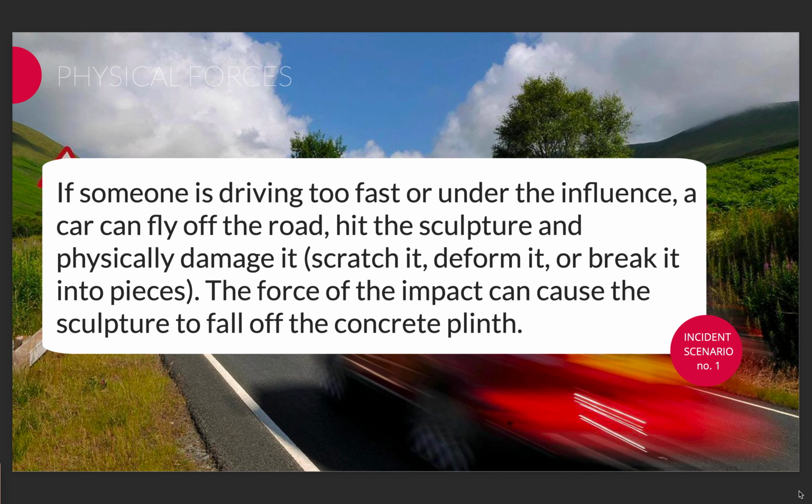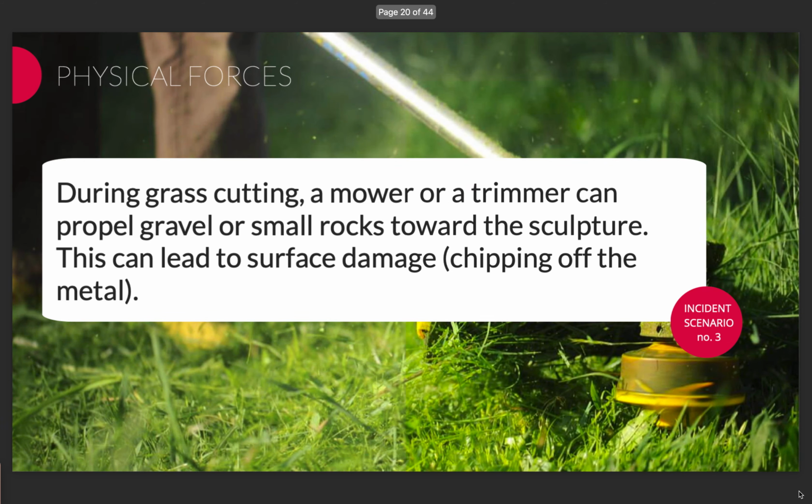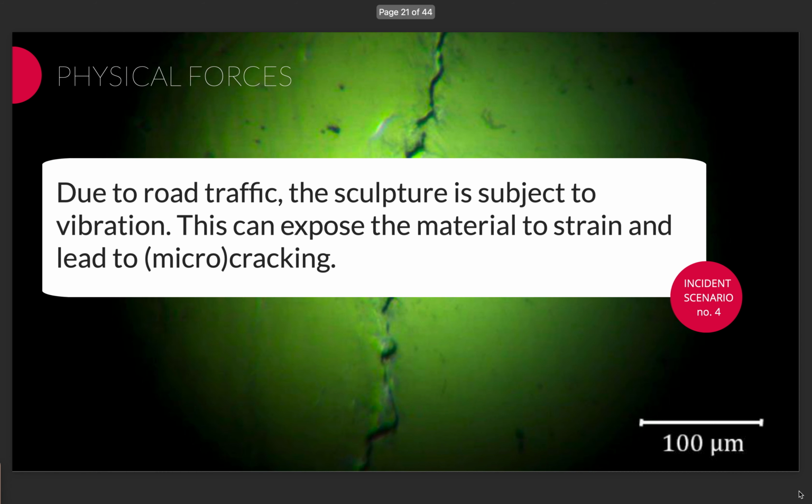If someone is driving too fast or under the influence, a car can fly off the road, hit the sculpture, and physically damage it. The force of the impact can cause the sculpture to fall off the concrete plinth. Gravel or other rock material can fall off passing trucks, and the cars can propel the gravel or rocks toward the sculpture. This can lead to surface damage, chipping off the metal, for example. During grass cutting, a mower or a trimmer can propel gravel or small rocks toward the sculpture. Again, this can lead to surface damage.